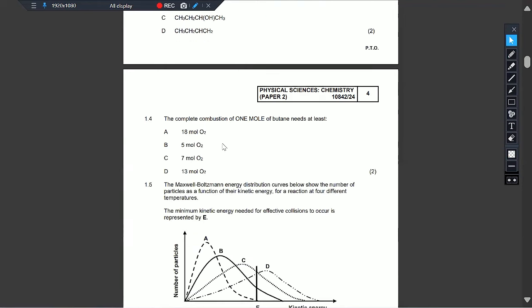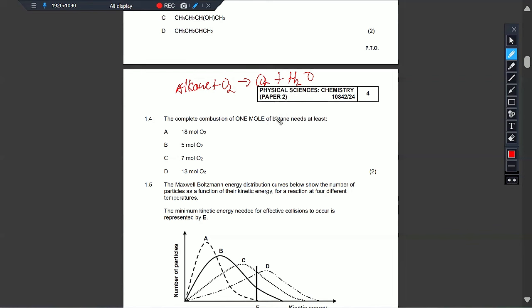Now, the complete combustion of 1 mole of butane needs at least A, 18 mole of O2, B, 5 mole of O2, C, 7 mole of O2, or D, 13 mole of O2. So this is where we get to write our combustion reaction. For combustion, we know it is always an alkane that reacts with O2 to always produce carbon dioxide and water. But then our alkane, we've been told it's butane.